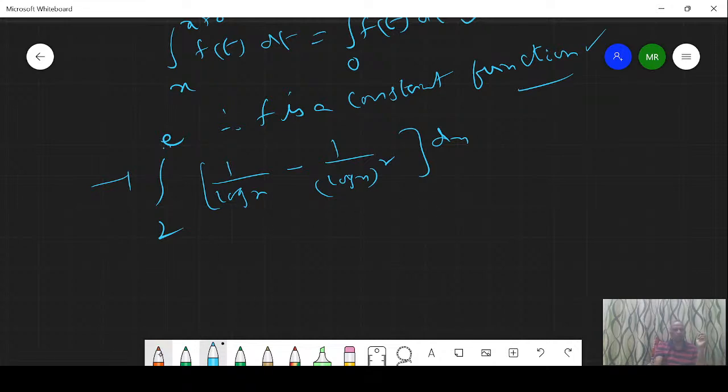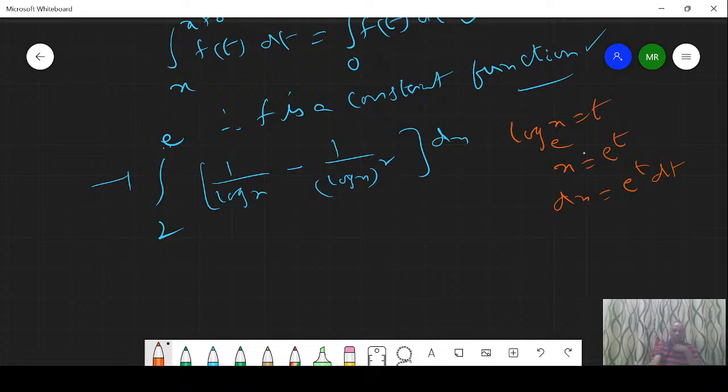Now you can think this simple problem here. You take log x is equal to t. The base will be e. So x is equal to e power t. Dx will become e power t dt. Correct? X equal to e power t, dx is equal to e power t dt.